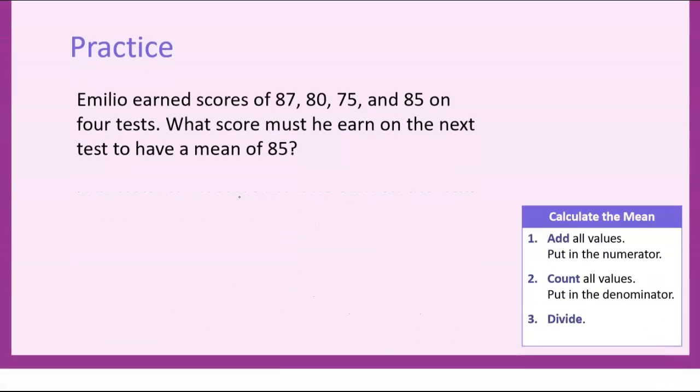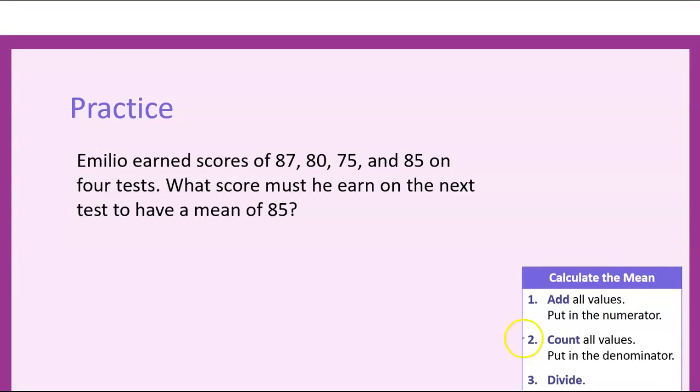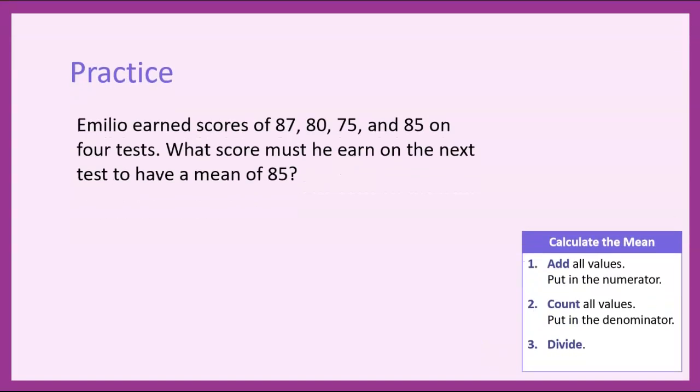Now this one's a little bit harder. This is actually a totally useful problem because this is legitimately how your grades are calculated. So if you want to do this exercise on your own grades, you can. Emilio earned scores of 87, 80, 75, and 85 on 4 tests. What score must he earn on the next test to have a mean of 85?